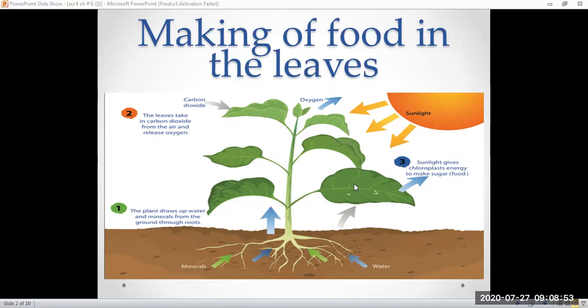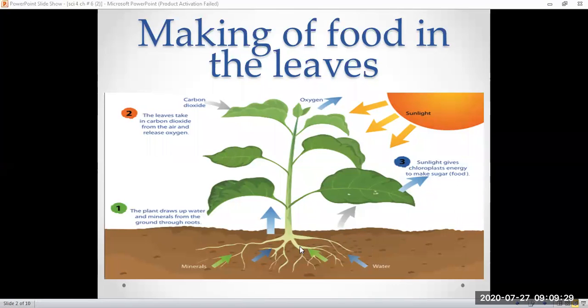The second thing is that the leaves take in carbon dioxide from the air and release oxygen. So the requirements for the process of photosynthesis are: first water, second carbon dioxide, and third sunlight. This sunlight gives the chloroplasts energy to make sugar. Sugar is basically the food of the plant. So these are the three things.